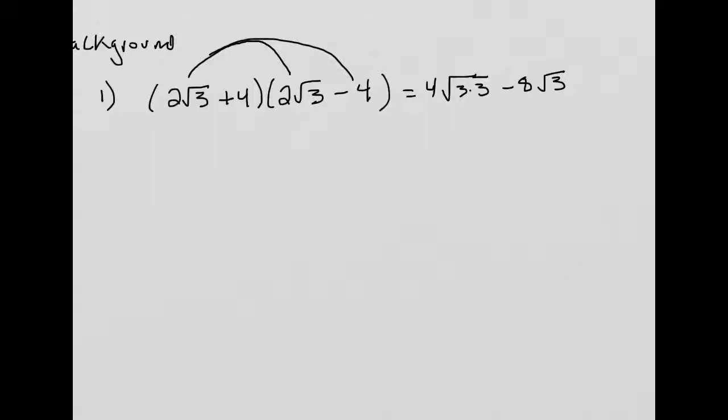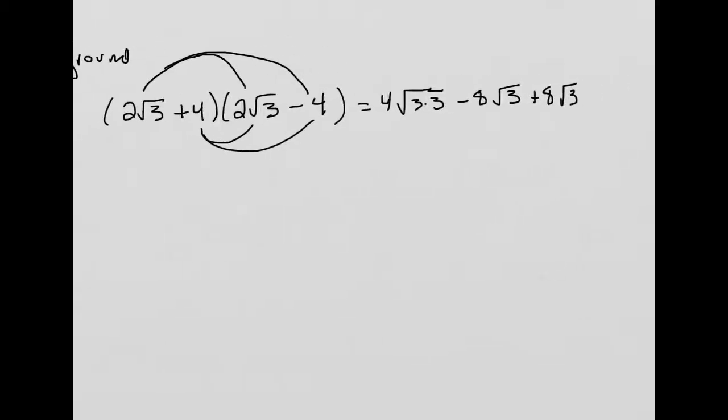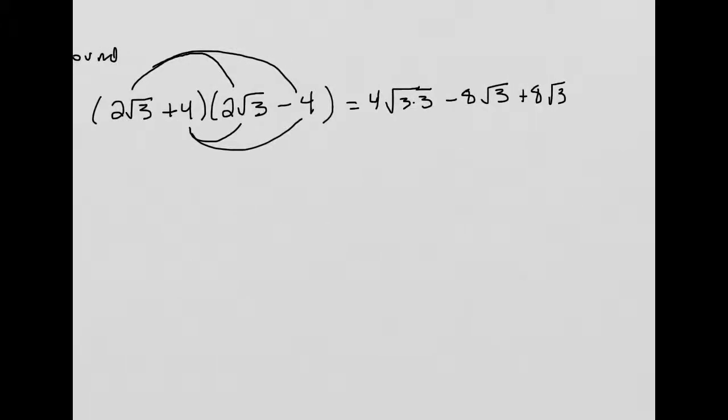I'm done with the first term. Now I need to multiply the 4 all the way through the second group. So I need to distribute that 4 through that second group. So 4 times 2 square root of 3, again the 4 and the 2 are not under square roots, so when I multiply those together, I get 8 square root of 3. And then finally I've got 4 times negative 4 at the end, so that gives me minus 16.